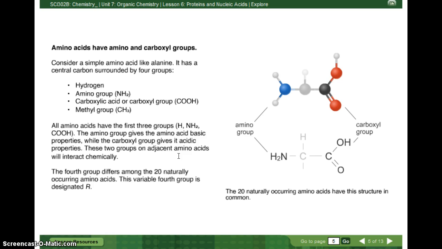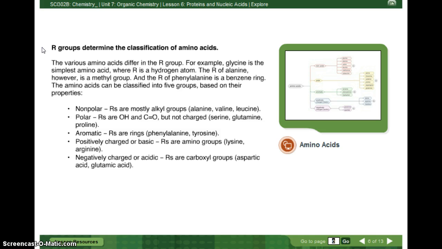This variable fourth group is designated R, or like remainder, and that's important. That in this case is the methyl group, and that R is going to tell us more about the amino acid. So R groups determine the classification of amino acids. The various amino acids differ in the R group. For example, glycine is the simplest amino acid, where R is just a hydrogen atom. The R of alanine, however, is a methyl group, or that's CH3. And the R of phenylalanine is a benzene ring.